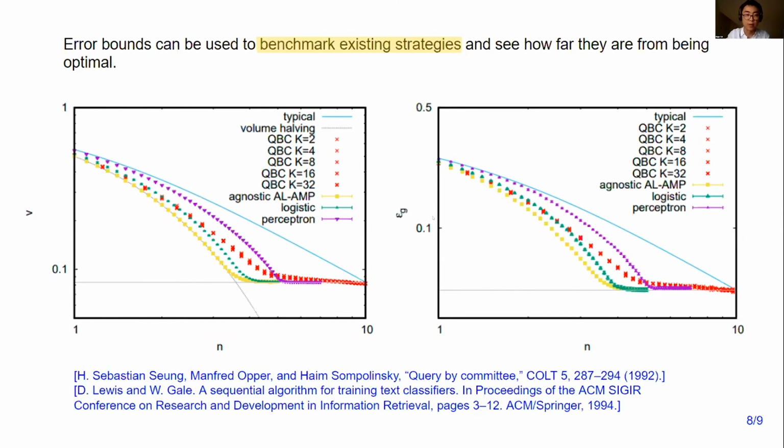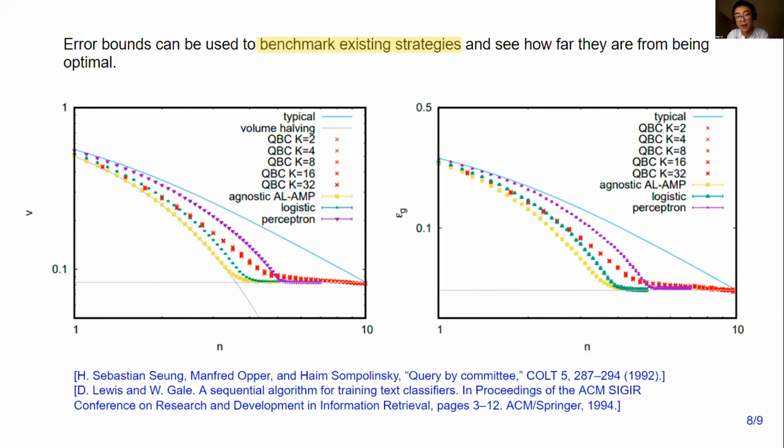Well, we think that one of the uses may be to benchmark existing strategies. So in our case, we took the famous query by committee strategy and some uncertainty sampling using a logistic regression or perceptron learning rule. And we just plotted their performance against our error bounds, just to see how close they were from being optimal. And so, well, here the dashed line again is the lower bound proposed by Sapolinsky and collaborators for agnostic strategies.